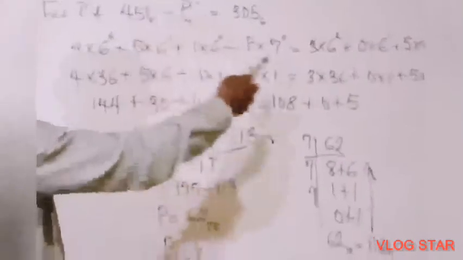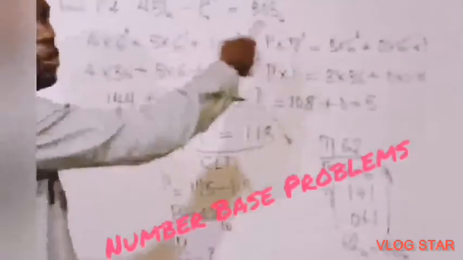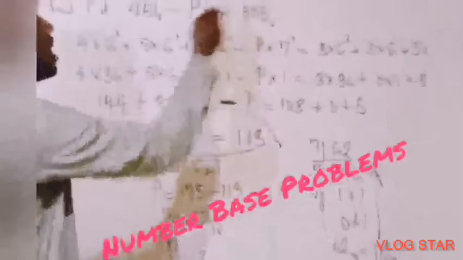It means that 116 in base 7, if you take it away from 451 in base 6, it will give you 305 in base 6. So this is how you solve problems of this nature when they are in different bases. So you have to first and foremost, in this first method I used, convert each of them to a number in base 10. Then go ahead to find the equivalent in the respective base as in the case of P base 7.